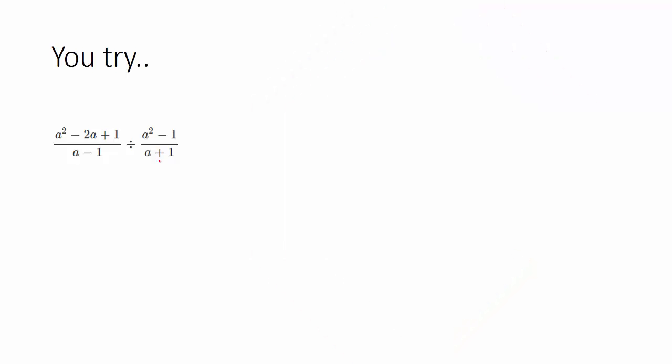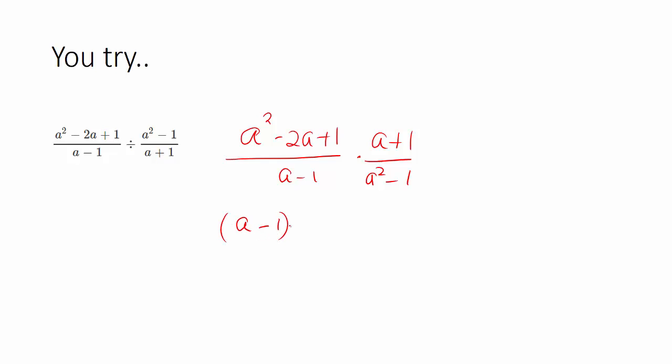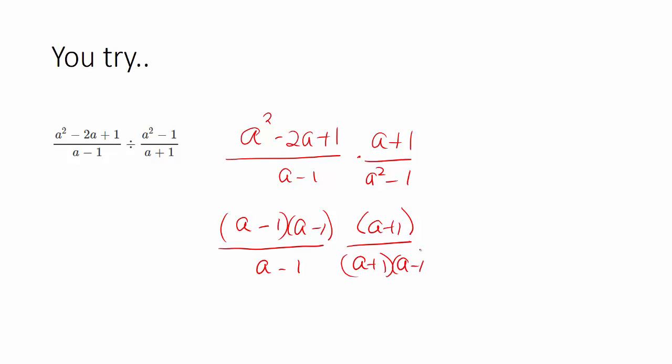All right, let's go through this example. Since this was division, I am going to need to rewrite it as a multiplication problem. So I'm going to end up with a squared minus 2a plus 1 over a minus 1, and we're going to flip the second fraction, 2a plus 1 over a squared minus 1. Now we'll factor all of the numerators and denominators that we can. In the upper left, we have a minus 1 times a minus 1. And over here we have a plus 1. In the lower left, we have a minus 1. In the lower right, we have a difference of squares, which is a plus 1 times a minus 1.